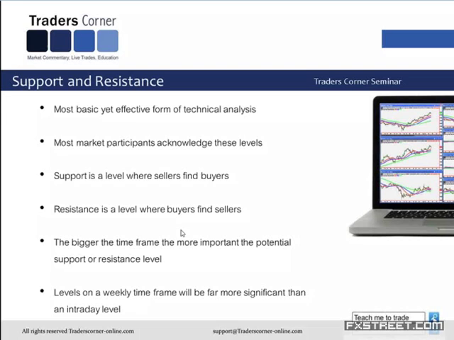And as I said just now, support is a level where sellers find buyers. So the market's been selling off, it's been coming down to a point, and then suddenly it finds a wall of buyers. And it can go no further, and then the price gets pushed in an opposite direction. Resistance is the opposite. It's a level where buyers find the sellers. So the buyers have been in control, comes up to a point, and suddenly there's a wave of selling.